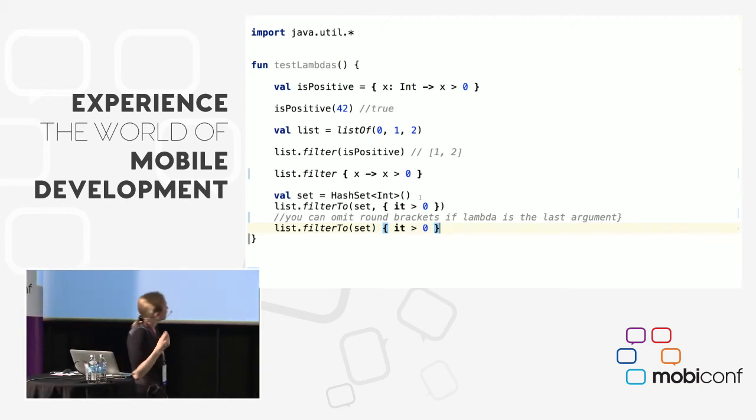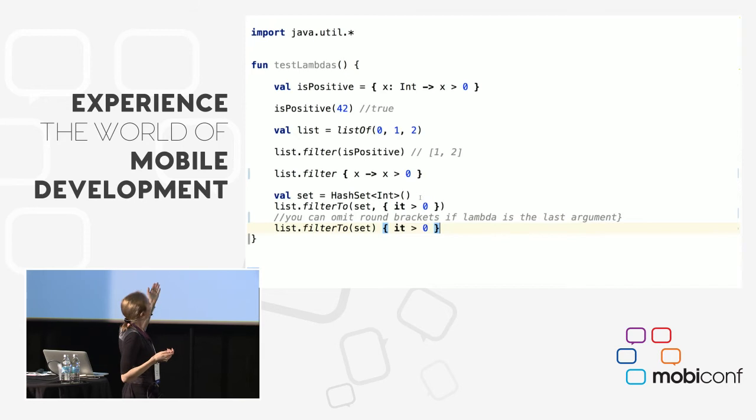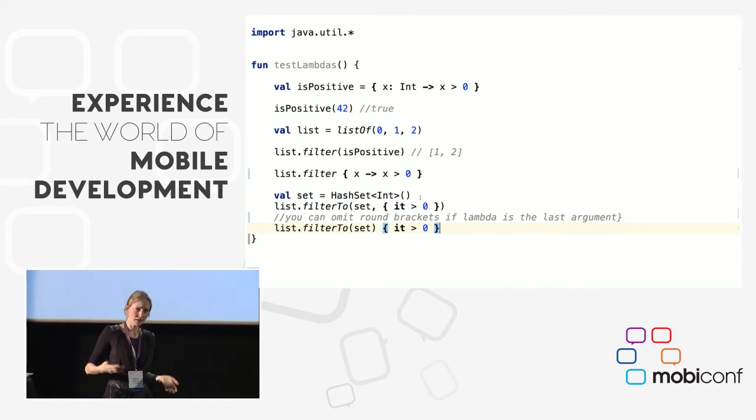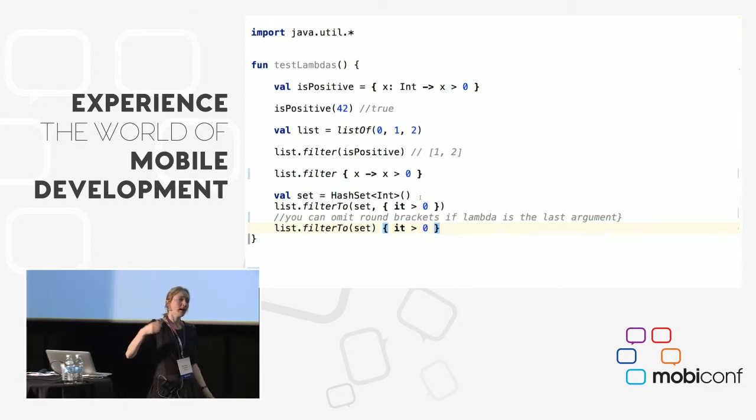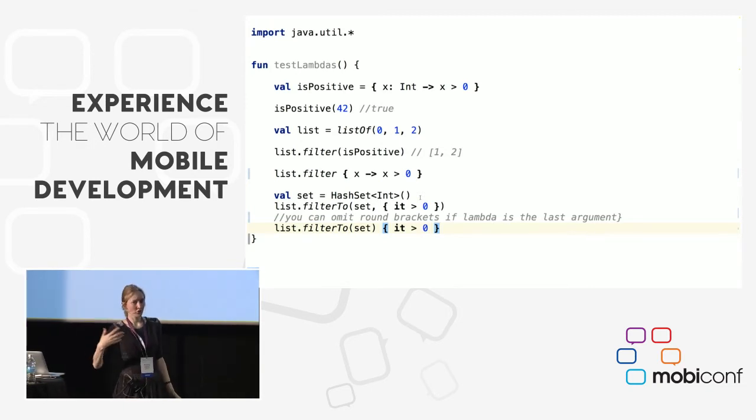Okay, we have this list, and it's actually a usual Java ArrayList. But why do we use the function filter on it? Because in Java there is no function filter on list. The question is, why? And actually the answer is that in Kotlin we have a feature called extension functions. If I'm not mistaken, it was stolen from C sharp.